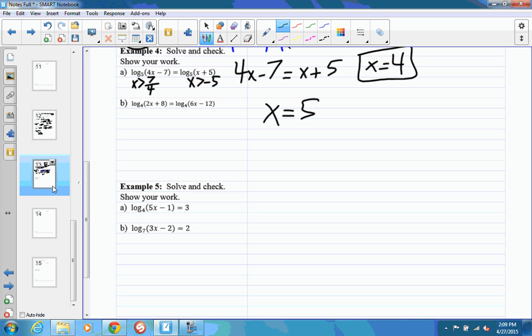Guys, I just want to find out what my restricted domain and range is. So find out what your h value is. What's h here? 8. It's -8 though, right? Change the sign and then divide by your coefficient. So x has to be greater than what? -4, right? It's -8 divided by 2. So the other one, I've got an h of 12, right? +12. What's 12 divided by 6? 2. So x has to be greater than 2. Does this answer work for both of those? Yes. So that is an acceptable answer.